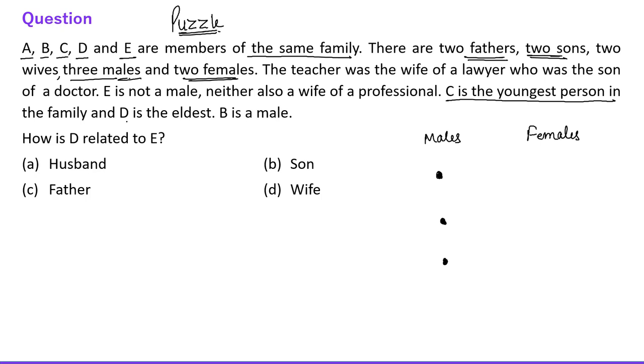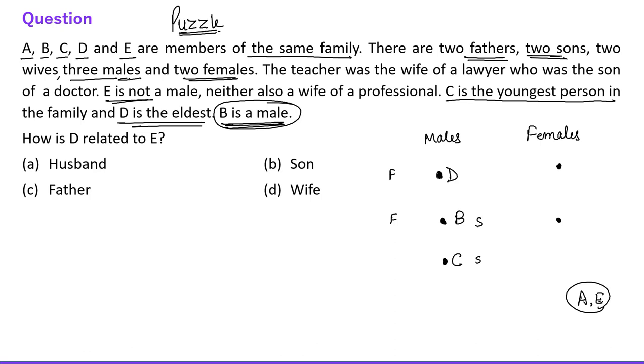See everyone, here there are two fathers and two sons, so there are three males, and obviously two females are there. So this is the grandmother and this is one mother. D is the eldest and C is the youngest. E is not male, neither the wife of a professional. After that, the question says B is male. So D, B, C are male, so obviously A and E are female, right?